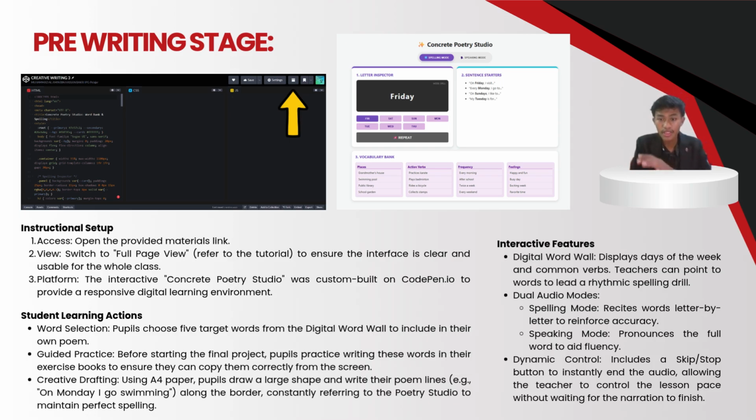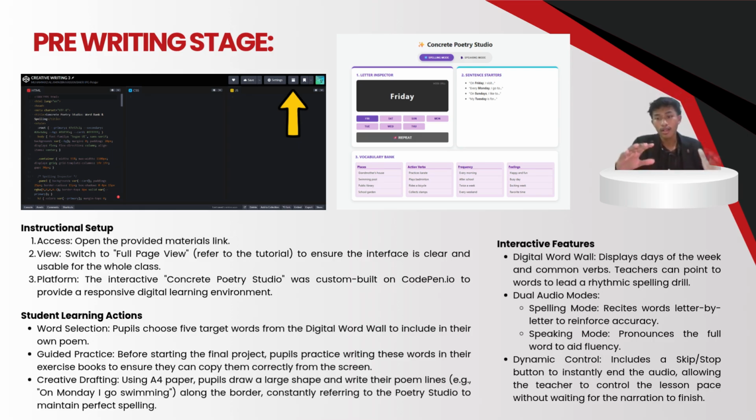Then guided practice before starting the final project: pupils practice writing these words in their exercise books or A4 papers to ensure that they can copy them correctly from the screen. And creative drafting using A4 paper: pupils draw a large shape and write their poem line, for example, On Monday I go swimming along the border, constantly referring to the poetry studio to maintain perfect spelling. So this is the draft part or the pre-writing part for the students' learning action.